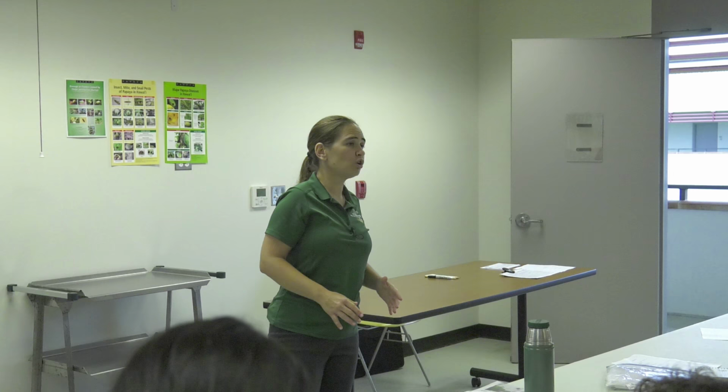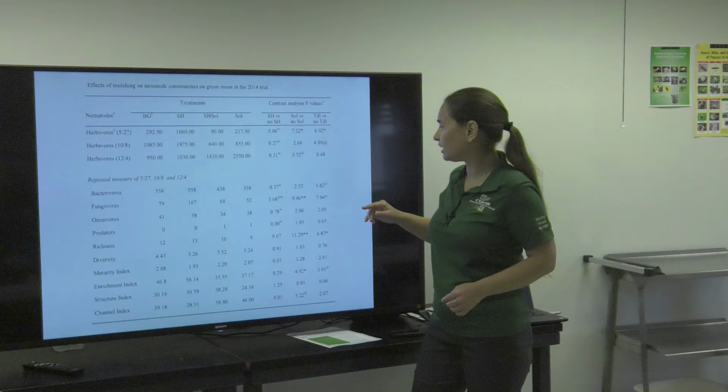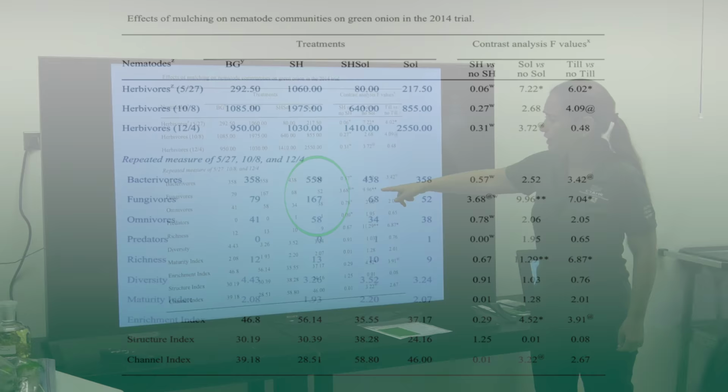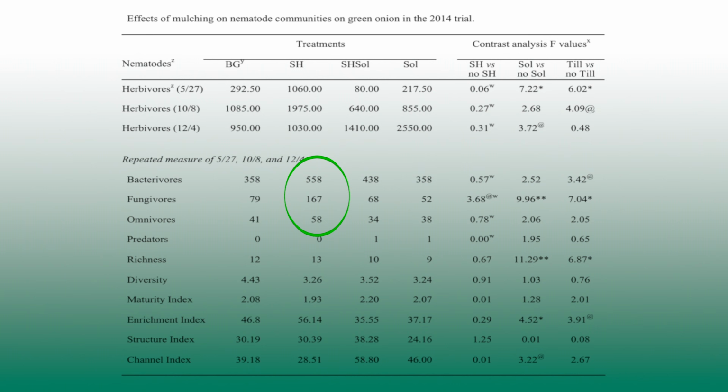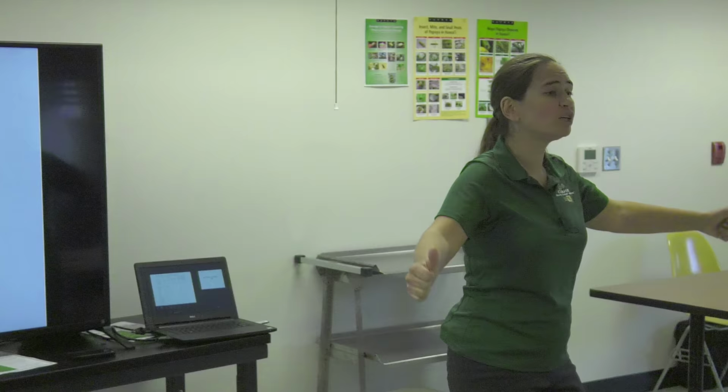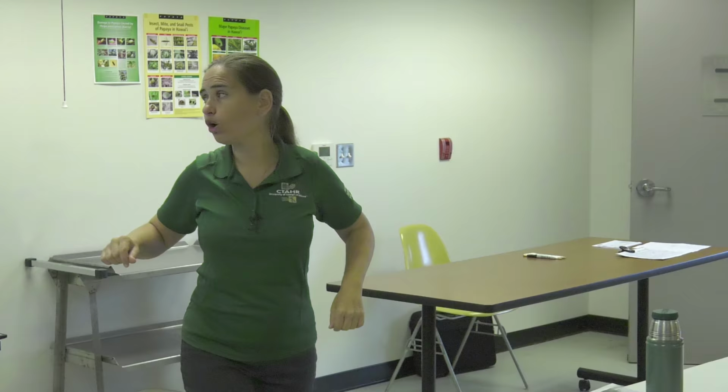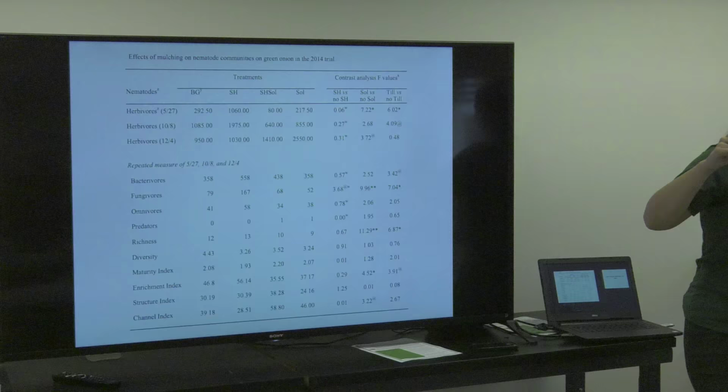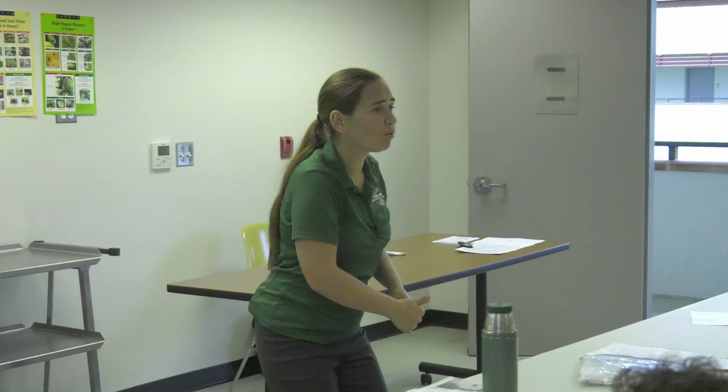So what happened with the mulch, that system had higher diversity, and it was significant. You can see significantly higher numbers of fungivores, bacterivores, etc. Solarization significantly reduced diversity. But it also reduced herbivores, which is the bad plant pest. But something interesting happened with solarization. The number of pests really went down, but after a while, the numbers really increased.